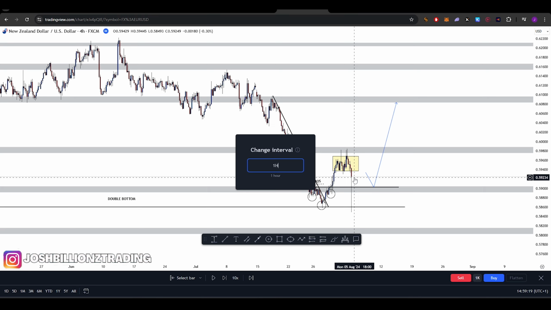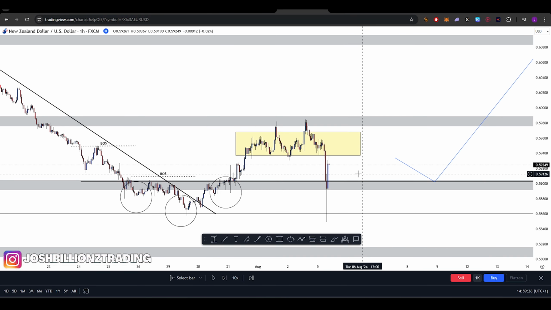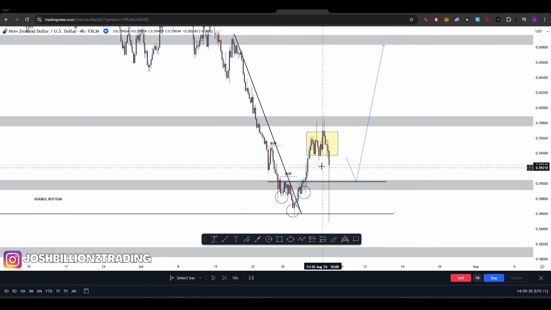And then our entry came. I go down to the 1 hour and look for our entry. Our entry was right after this candle close. As you can see, we wicked. Huge manipulation candle coming into this level.